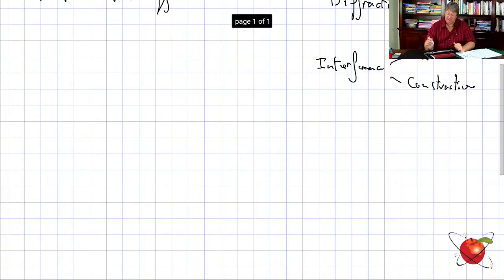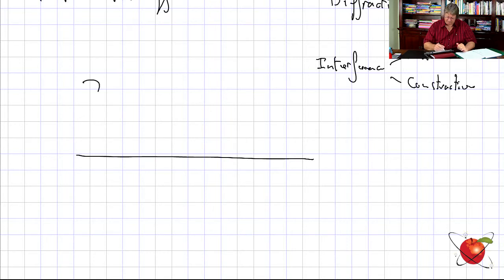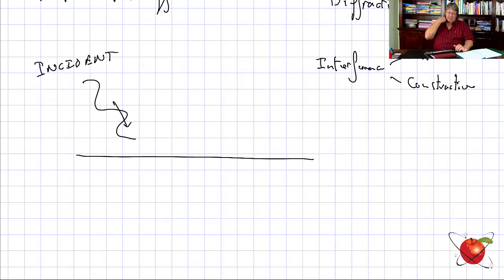Now, what happens here is that when we have a specific kind of material, and we have incident light waves coming in, what happens?